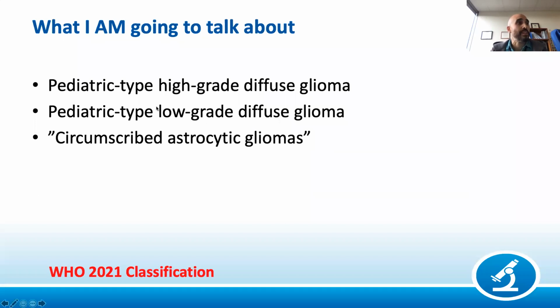On the other hand, what am I going to talk about? I'm going to try to focus on pediatric type high-grade diffuse gliomas and pediatric type low-grade diffuse gliomas. Why I say pediatric type is that although these are classically associated with the pediatric population, they can drift into the adult population as well, particularly into young adults. So it's important that you keep these in mind when you're evaluating diffuse gliomas, even in adults. I'm also going to talk about a few of the circumscribed astrocytic glioma variants.